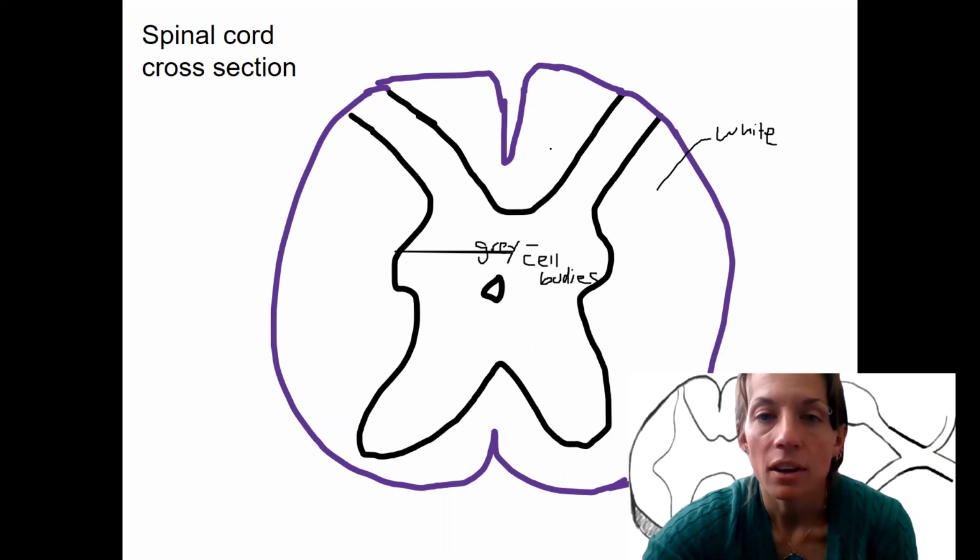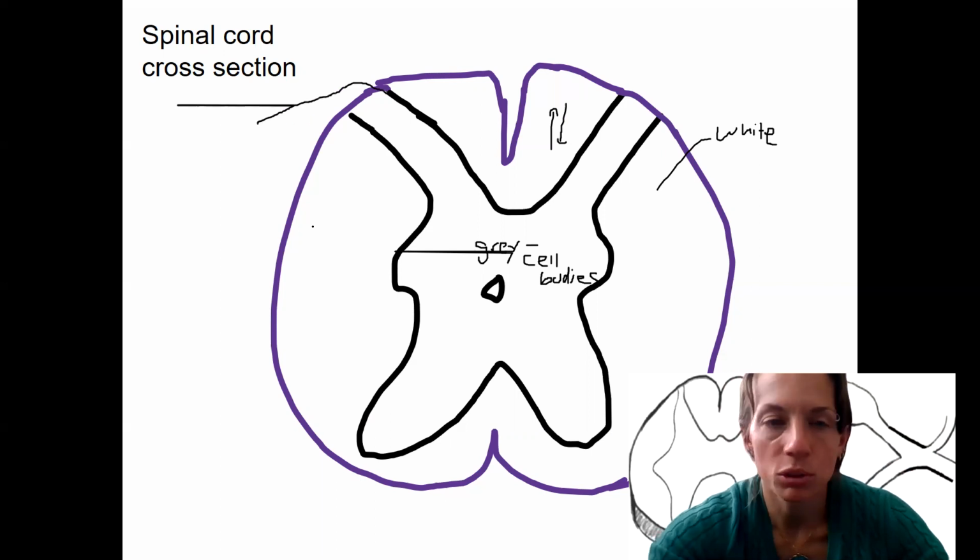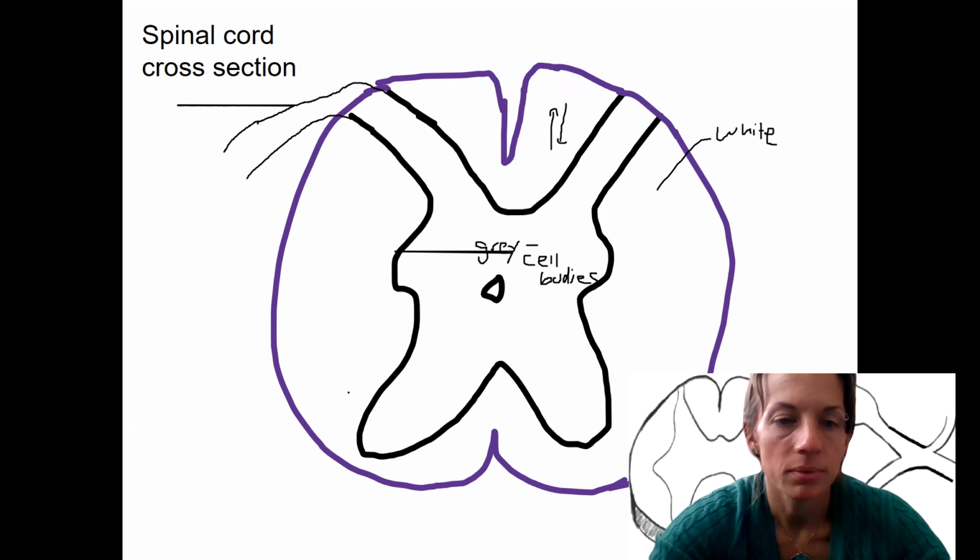This white matter either has axons that are traveling towards the brain or descending, so either ascending or descending. And they're going to be traveling to similar locations in tracks. Information is going to leave and enter the spinal cord through roots. So here is one root. Here is another root.